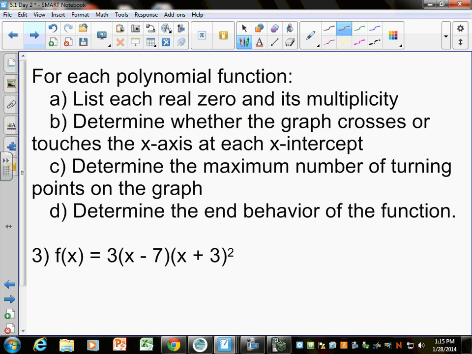So, all right. This is all the stuff that we've learned today. A says list each zero and its multiplicity, and B says whether it touches or crosses. You can pretty much do that in one step. They just wrote it out as A and B. C, determine the maximum number of turning points on the graph. That's the degree. And then D, do the end behavior. So for C and D, we actually have to think about what the degree would be if we worked it out. But for A and B, we should be able to do that first.